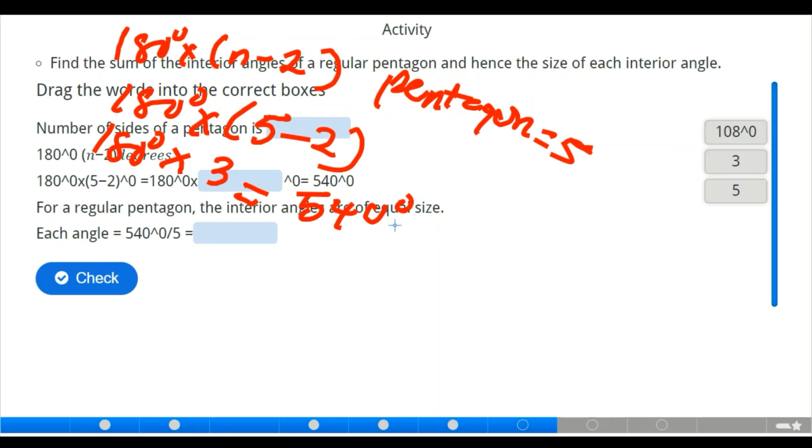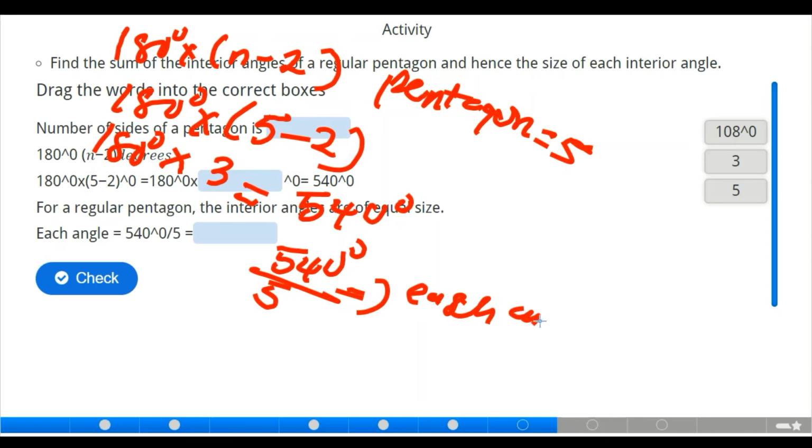So to get each angle, all we need to do is divide the sum of the interior angles of that pentagon by the number of sides. So it's going to be 540 degrees divided by 5. We want to get the size of each angle. That's what we need: the size of each angle.